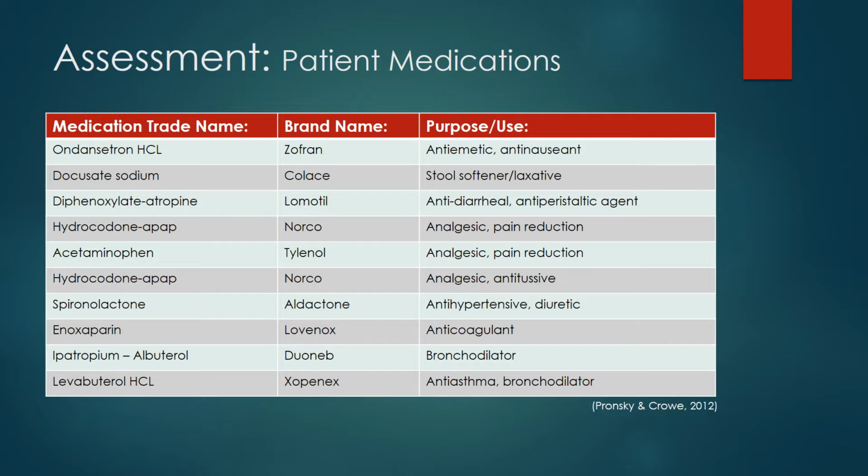Norco, I have in there twice, I'm sorry about that. Aldactone was a diuretic that was used to help with her increased blood pressure and to reduce some of the inflammation and the edema that she had, which was 4+ at various points. Lovenox, which was an anticoagulant, to ensure that her blood was not clotting, leading to various blockages and other complications and bleeds.